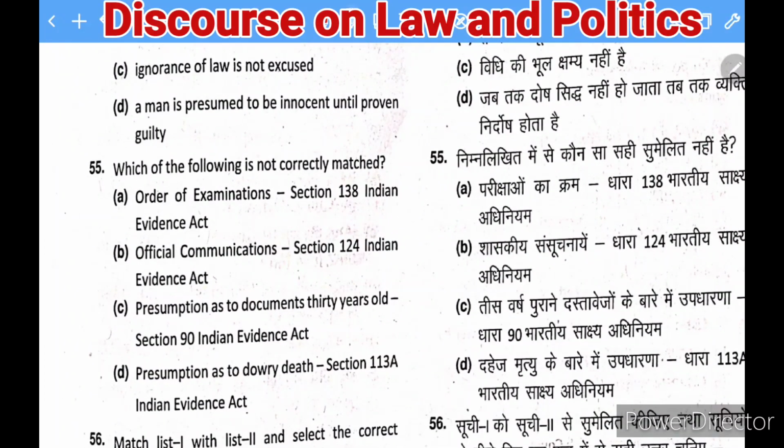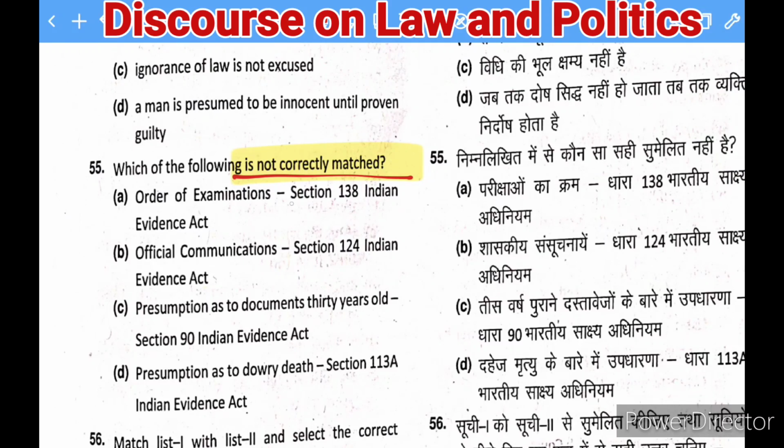Again, the next question is which is not correctly matched. So let's highlight this one first. We have to see which is not correctly matched here. On the left side are provisions and on the right side are sections. So let's see which is not correctly matched here.